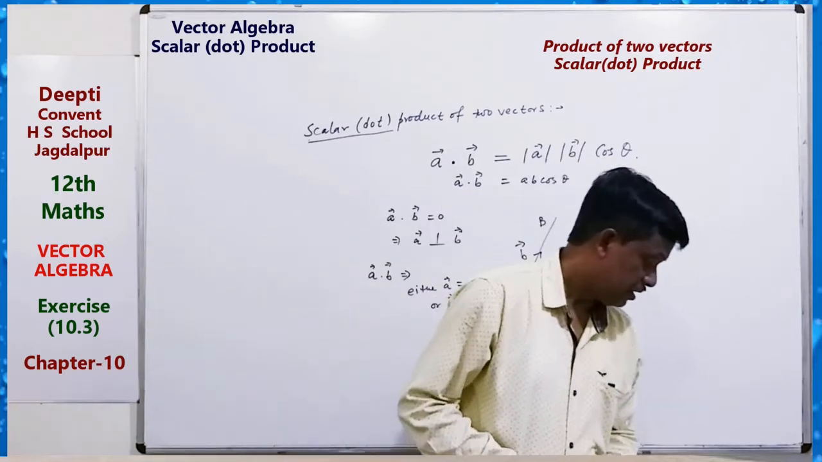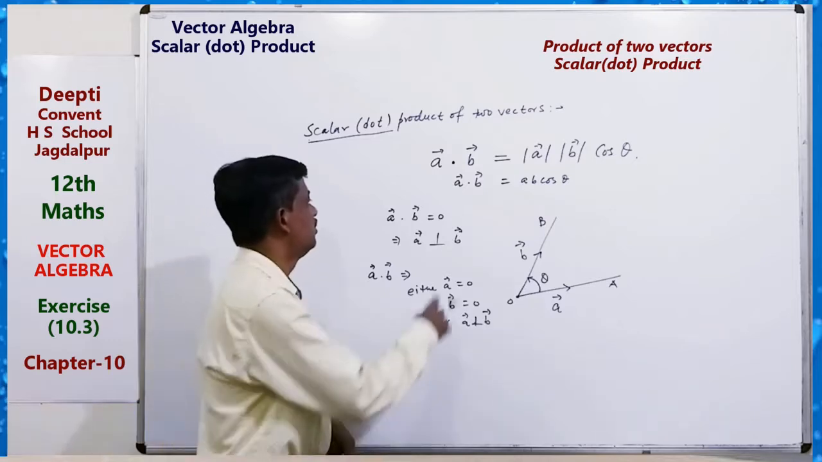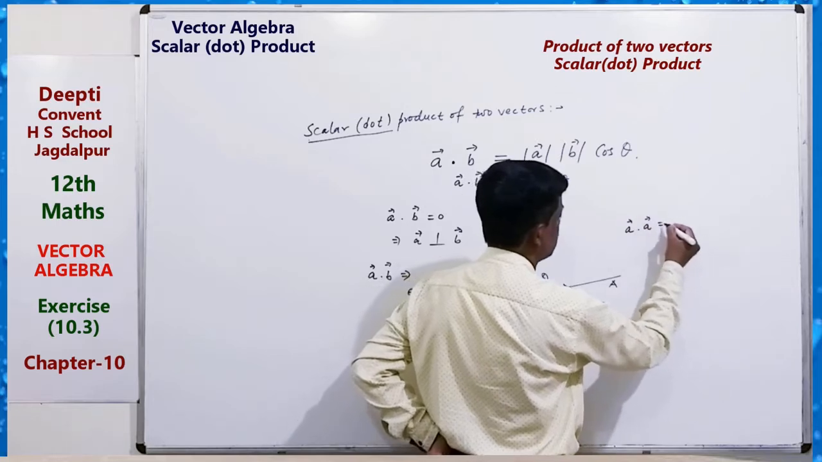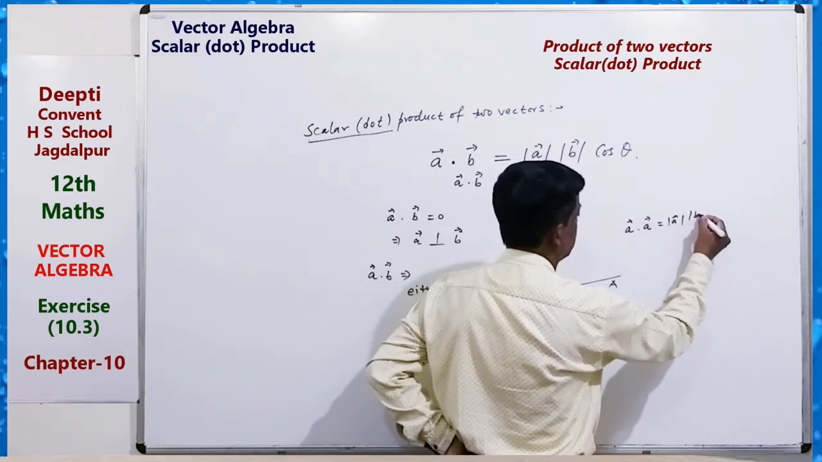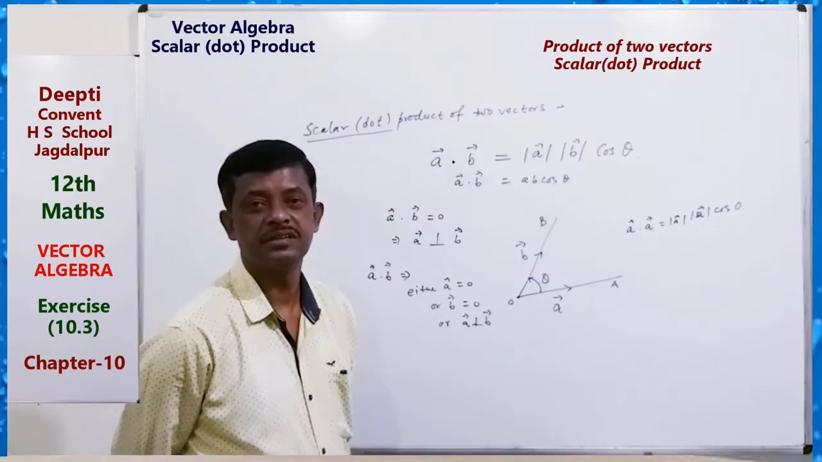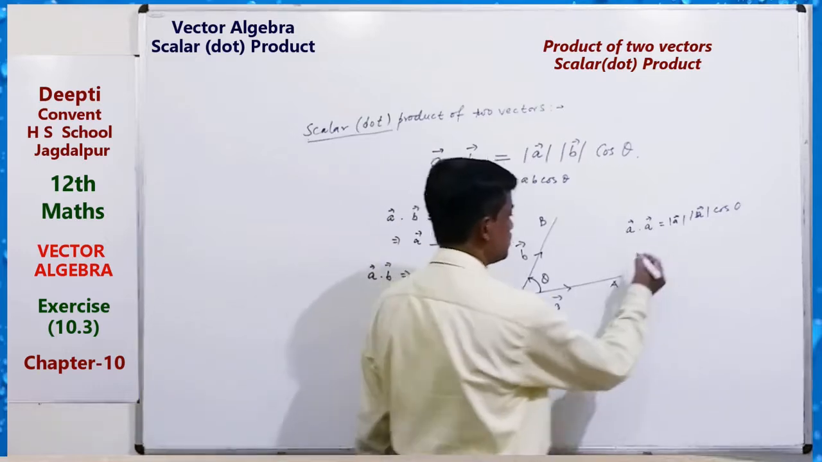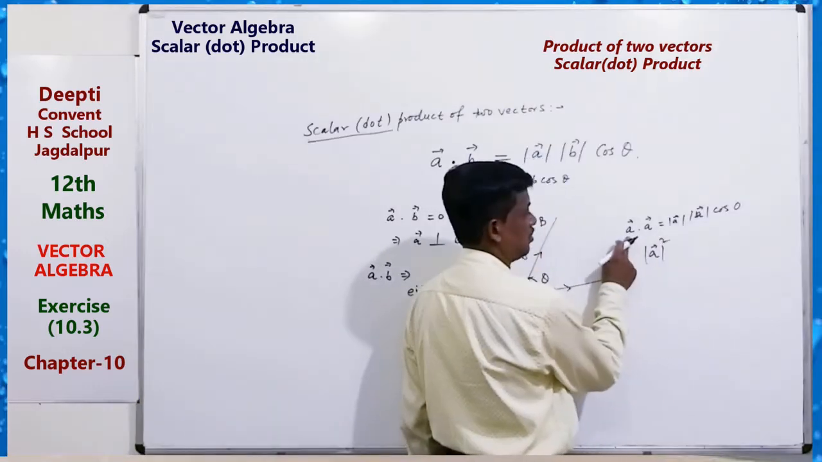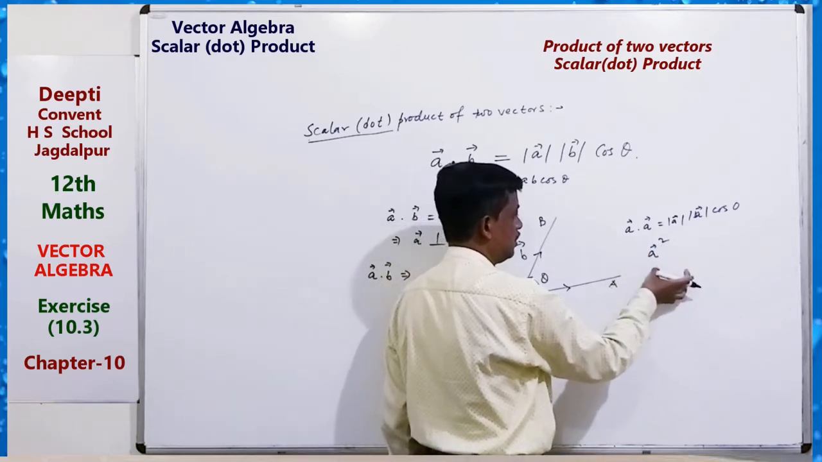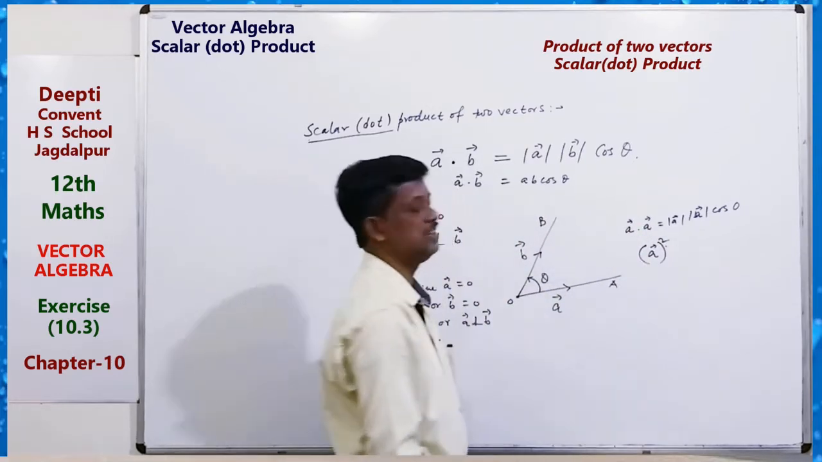And also, by taking the same vector in place of B, if we take A, then A dot A equals what? Mod A times mod A cos of 0, because the angle between A and A is 0. So A dot A is denoted as A square.